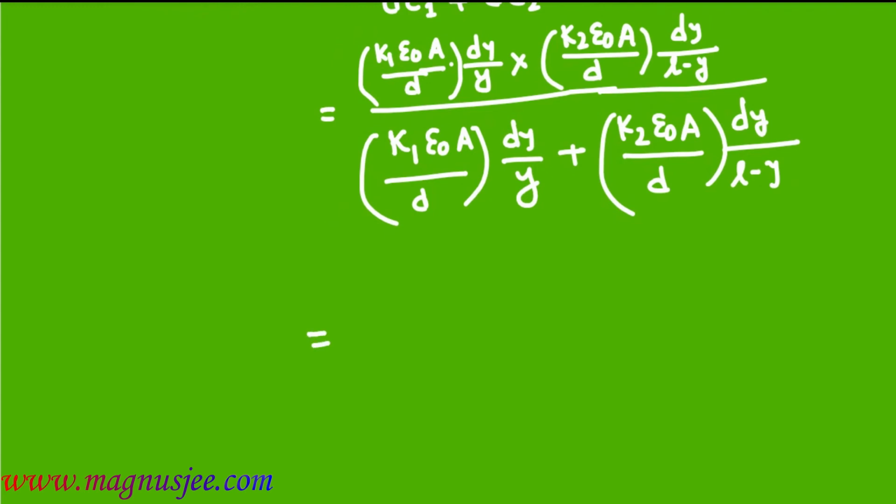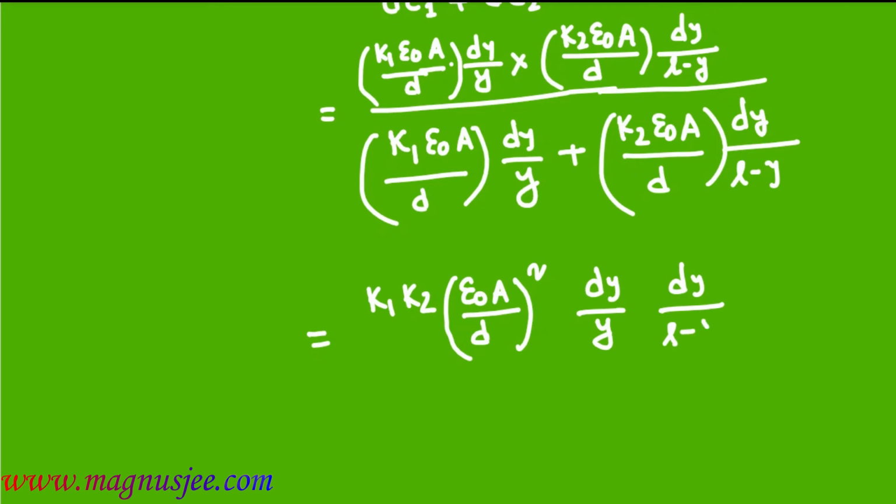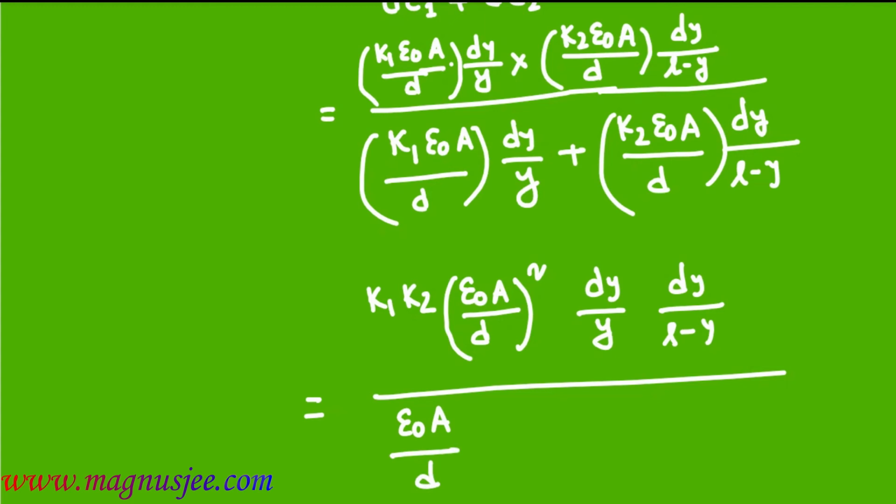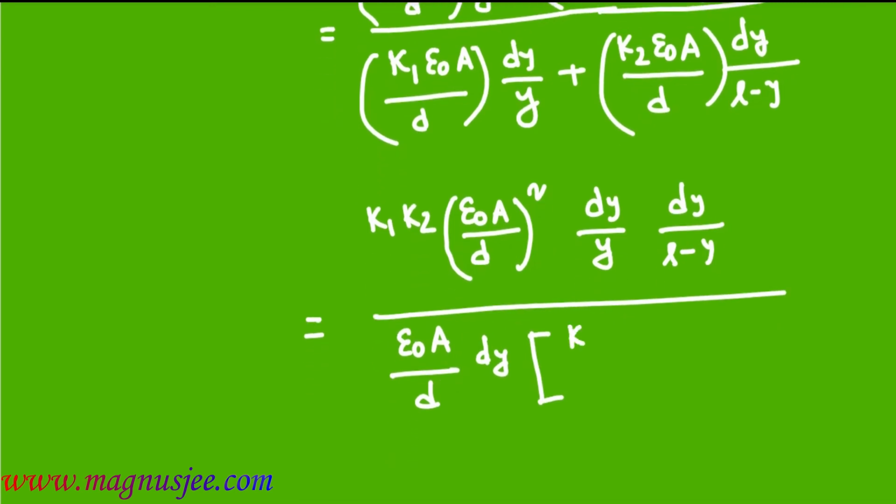Equal K1 K2 into epsilon 0 A divided by d whole square, dy by y into dy by l minus y, whole divided by, now in the denominator we can take common epsilon 0 A divided by d, and dy is also taken common, under bracket K1 by y plus K2 by l minus y.